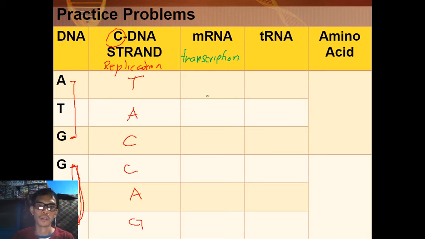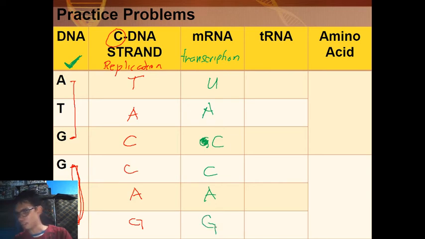Alright, so we will have the pattern over here. So don't be confused. So we will look here. So transcription. So we have U, we have A, we have G, okay. Right, so we have C, we have C, we have A, we have G. So there you go. So that's your mRNA strand.